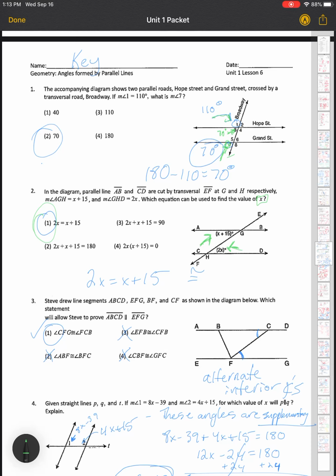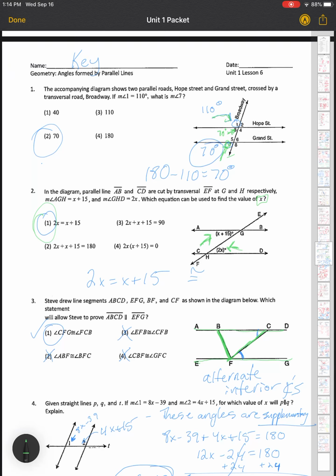For number 3, we have a diagram down here. It doesn't look too much like the parallel lines cut by a transversal, but technically this line here is a transversal even though it doesn't go all the way through. We're told that these lines are parallel. So technically we have two transversals here, which creates kind of a triangle on the inside. Which will allow us to prove that they're parallel.